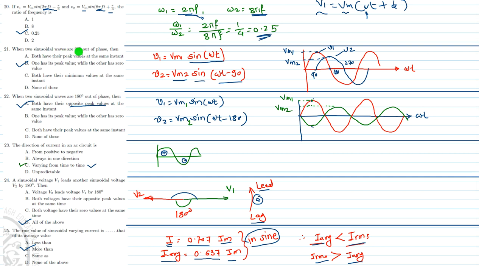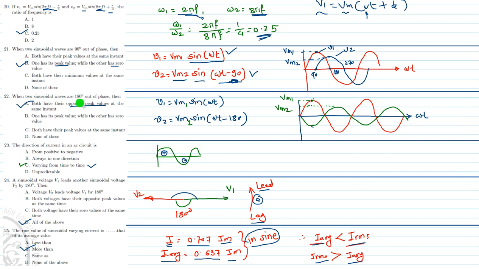When two sinusoidal waves are 90 degree out of phase, that is when one wave is Vm sin omega t and another one is Vm sin(omega t minus 90), the phase angle difference is minus 90. So you can see here, when the first is at maximum, the second is at 0, and when the first is at 0, the second is at maximum. That is, one has the peak value while the other has the 0 value at the same time.